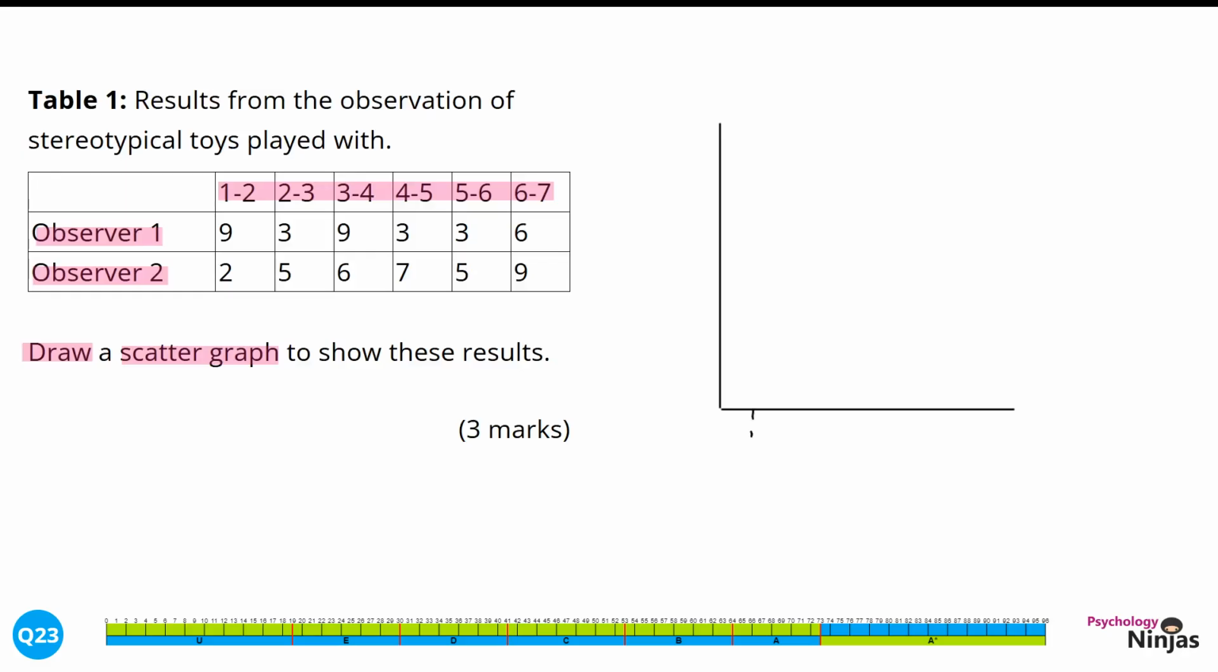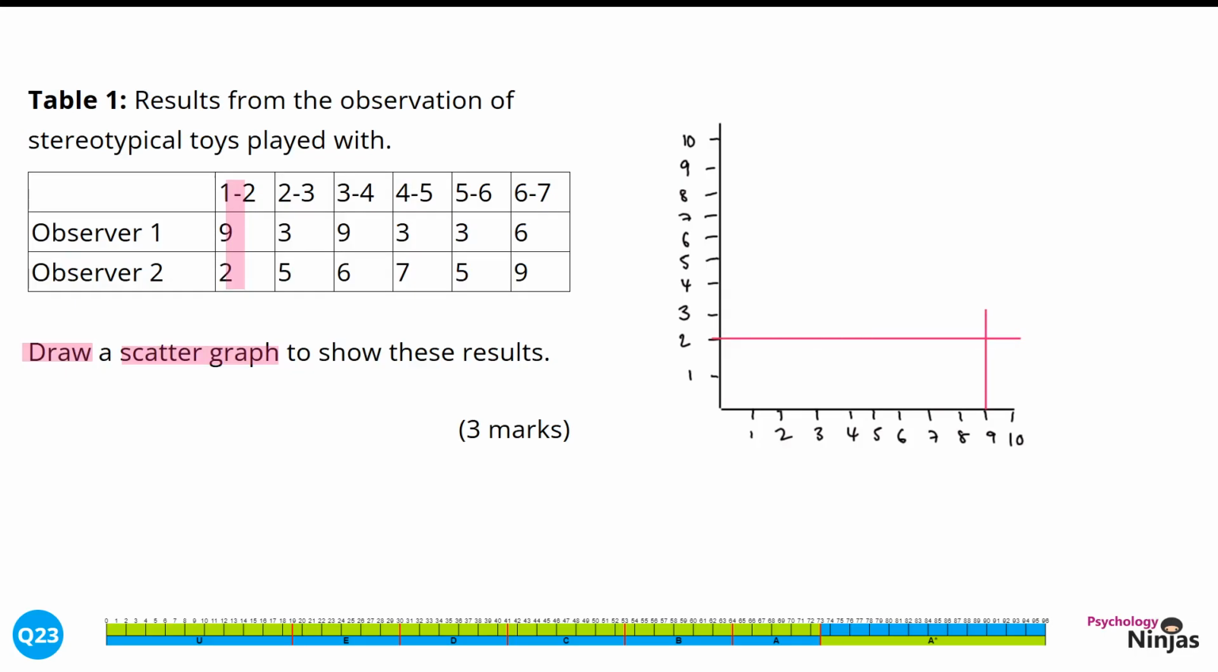So this is going to be from 1 to 10, and this one is going to be from 1 to 10 as well. Each time slot is going to be 1 point on our graph. So we're going to have observer 1 on this axis and observer 2 on this axis. Where they meet, that's where we're going to put our cross. We're going to do this for each of our time slots. We need to be consistent that observer 1 is always on one axis and observer 2 is always on the other.